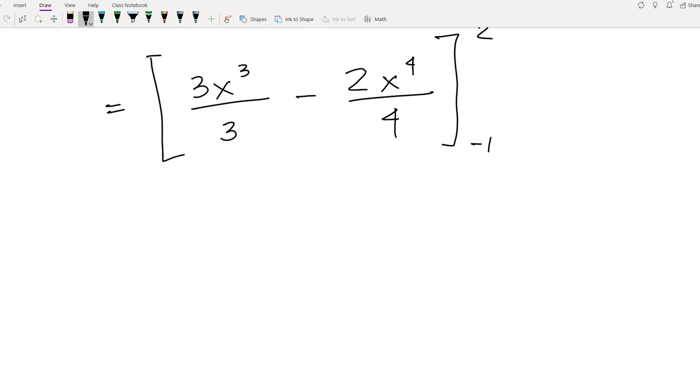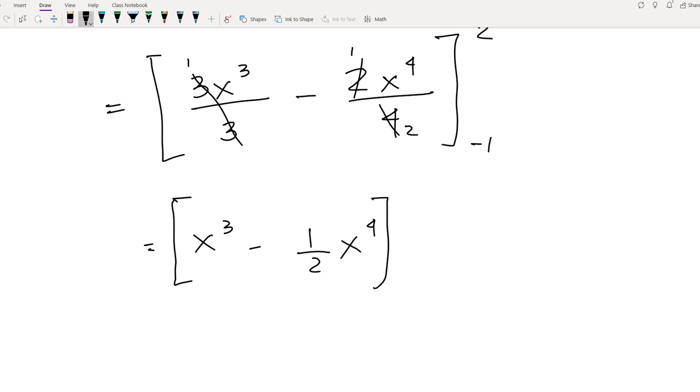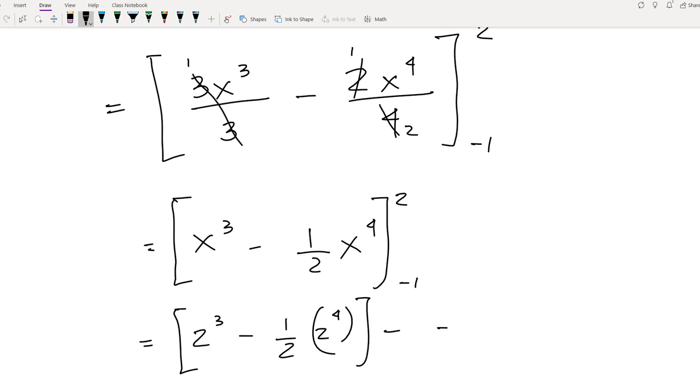If you simplify, 3 divided by 3 is just 1, so it will cancel. 2 divided by 4 will cancel to 1 over 2. So we have x raised to 3 minus 1/2 of x raised to 4. And don't forget your limits from negative 1 to positive 2. Substituting, don't forget to substitute the upper limit first. This is 2 raised to 3 minus 1/2 of 2 raised to 4, minus, negative 1 raised to 3 minus 1 half of negative 1 raised to 4.